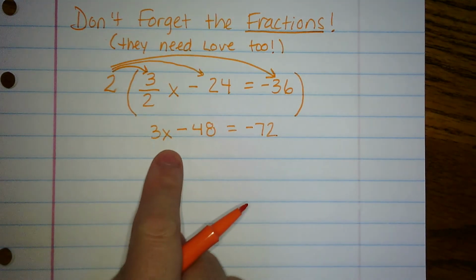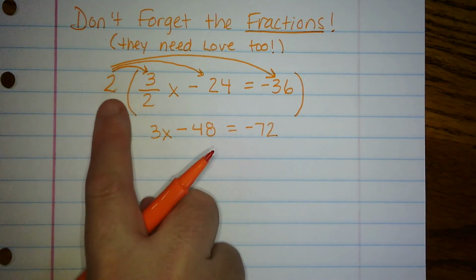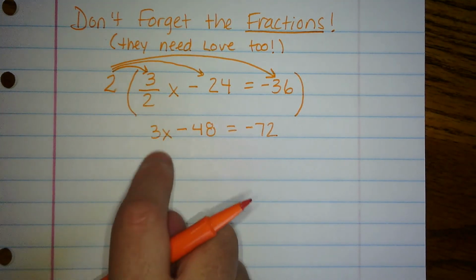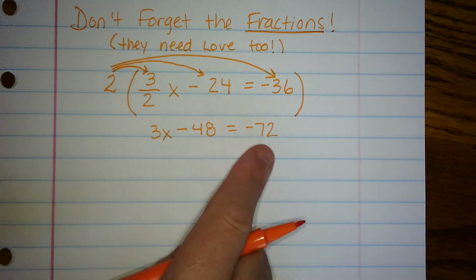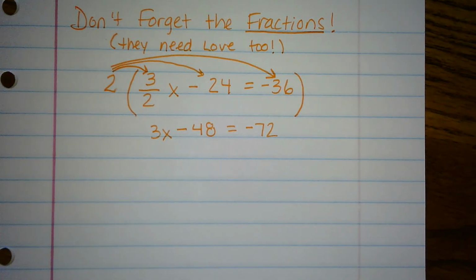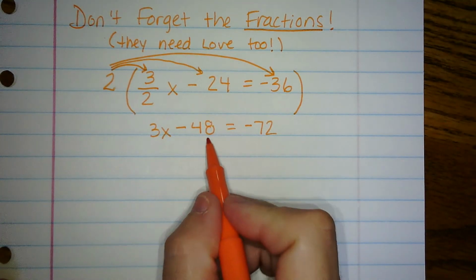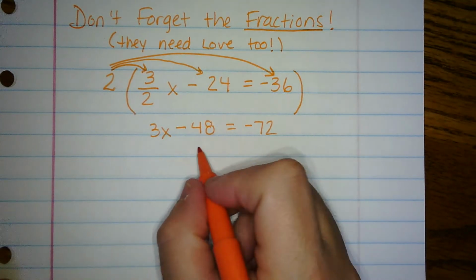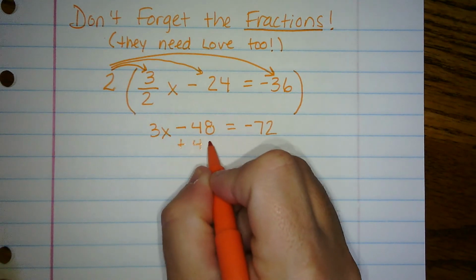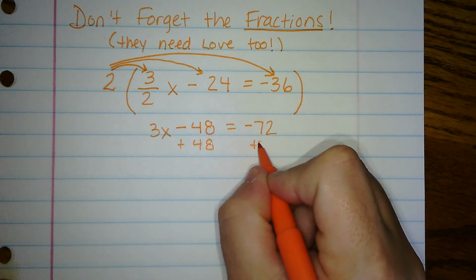Now look what we have. Just by doing this first step of distributing through the denominator, I literally have a 2-step equation ready for us to solve. So we're back to concept 1. We've got to get rid of the 48. So in order to get rid of the 48, we've got to add 48 to both sides to do inverse operations. Notice the work I'm showing.